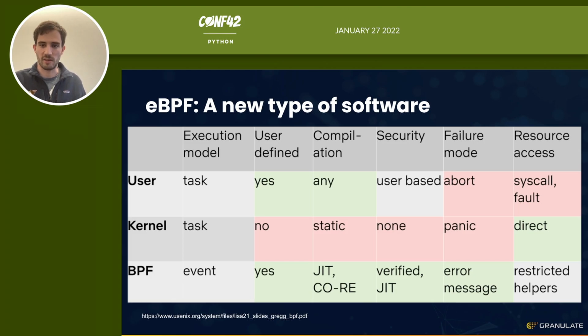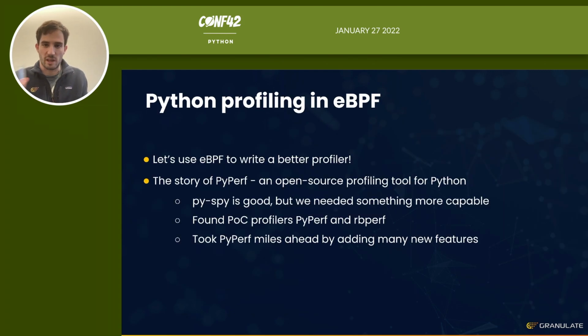On the other hand, eBPF programs have fast access to resources such as memory. For example, they can access the memory of the currently running Python application much faster than PySpy, which is an external application that has to run some system calls in order to read the memory of the Python application. Now let's get back to Python.